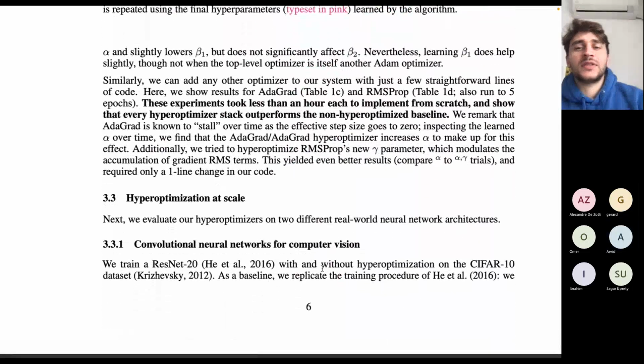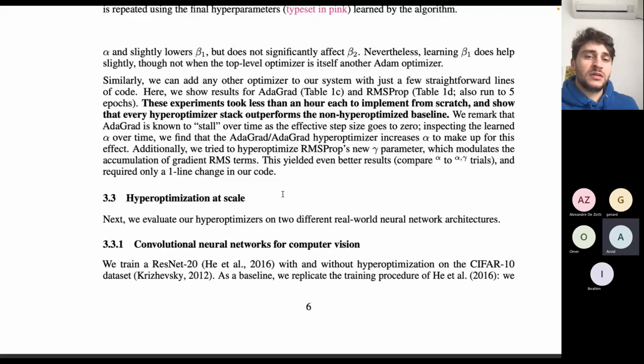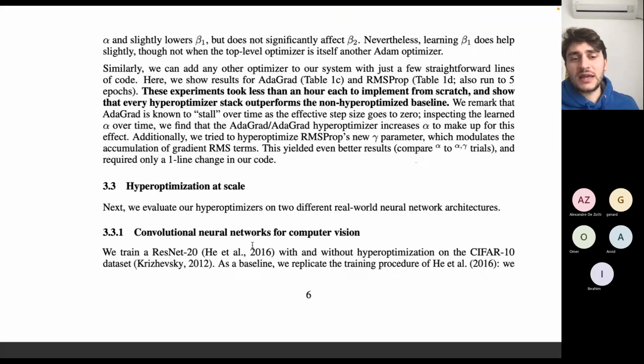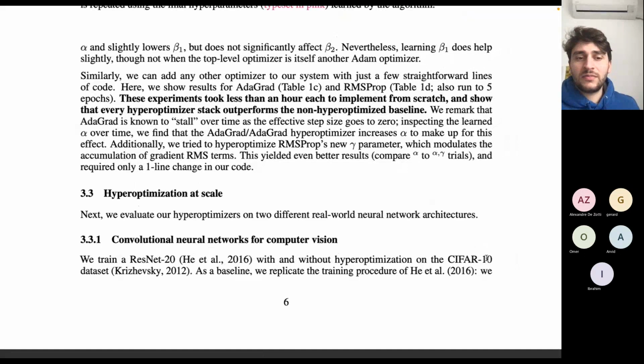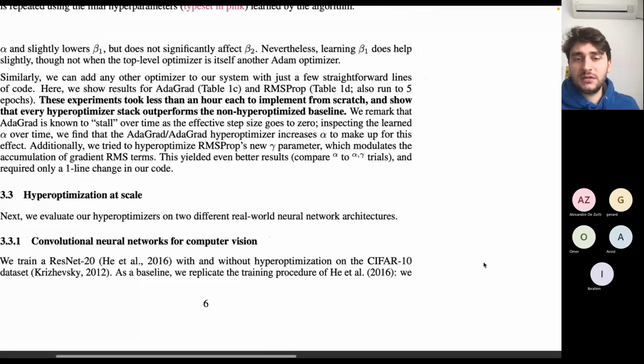So they've done their experiment with an MLP, and they've done it on MNIST. Then they move on to CNNs, and they perform similar experiments on CIFAR-10.